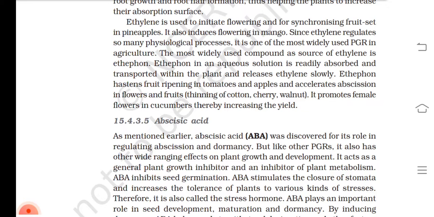Ethephon hastens fruit ripening in tomatoes and apples and accelerates abscission in flower and fruit. Thinning of cotton, cherry, walnut. It promotes female flowers in cucumber, thereby increasing the yield.